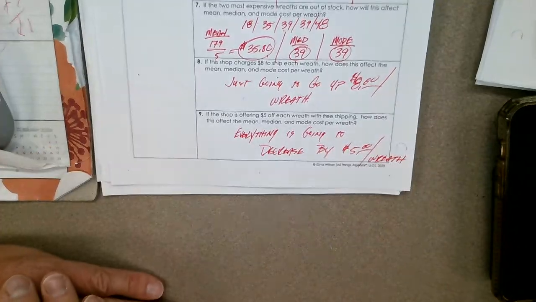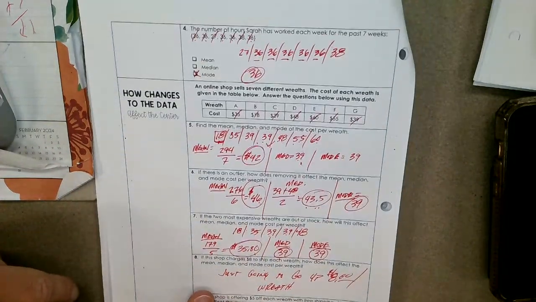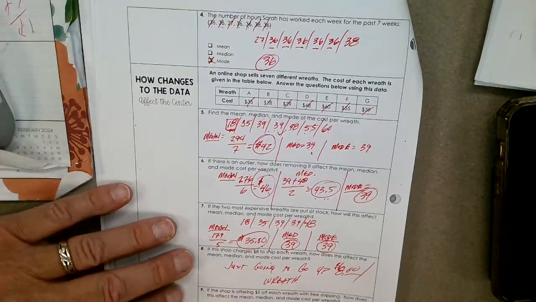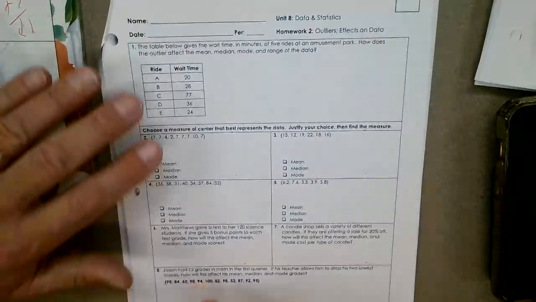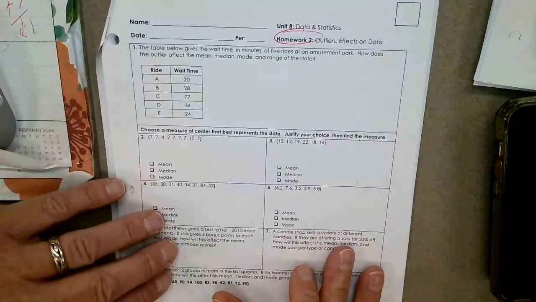Okay. So sorry for the confusion there on that. I'm going to switch that on the homework on the Schoology. Your homework now is going to be homework 2, right? And you're going to do numbers 1 through 8.